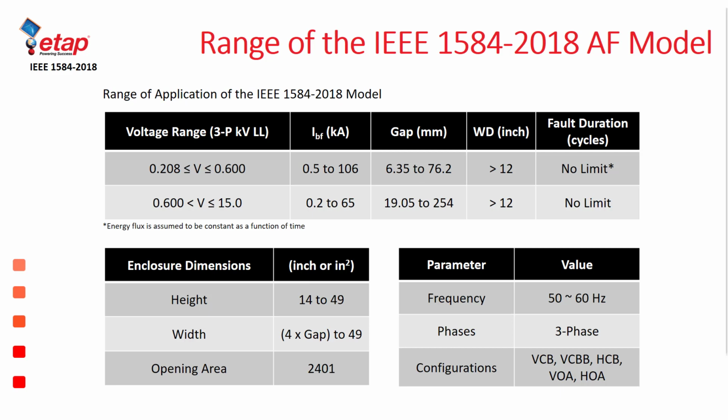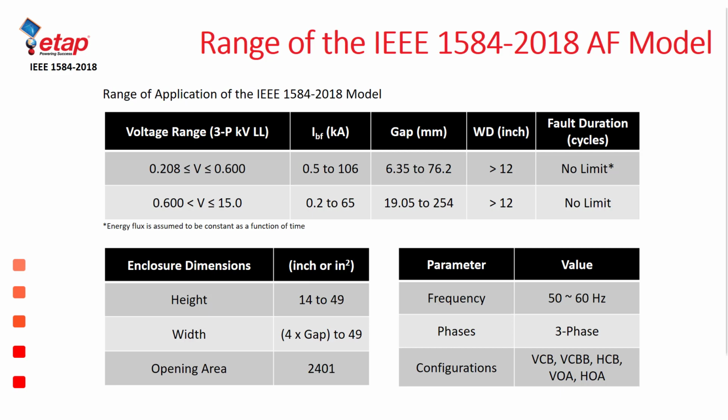However, the voltage short circuit current range is still similar to that of the IEEE 1584-2002 model, with a maximum value of 106,000 amps. Note also that the new arc flash model range is improved, since it defines individual current and conductor gap limits for low and medium voltage parts of the model. Note that unlike the previous model, the low voltage part of the model threshold is at 600 volts. The 2002 model threshold between low and medium voltage was set at 1,000 volts.